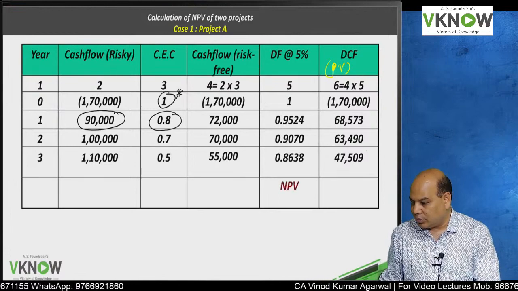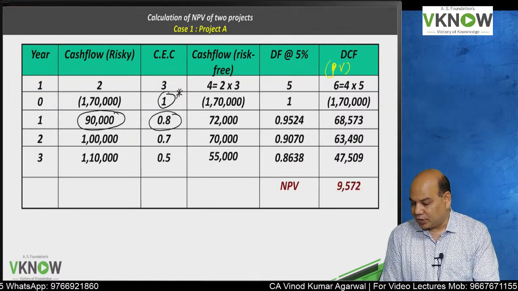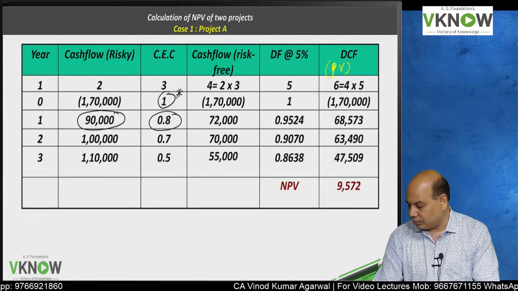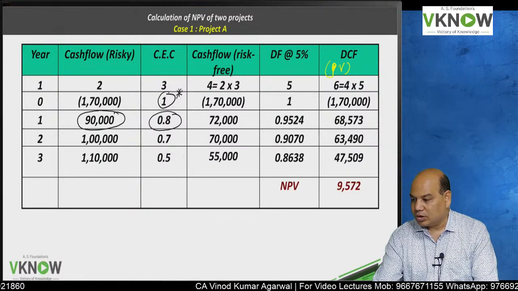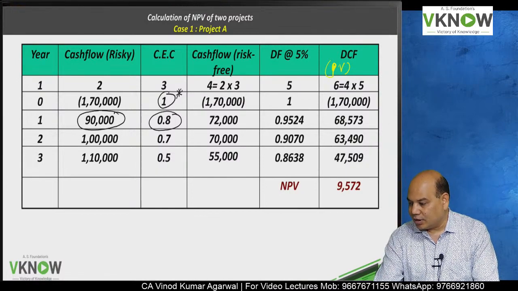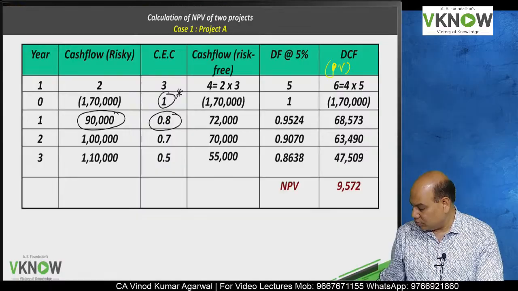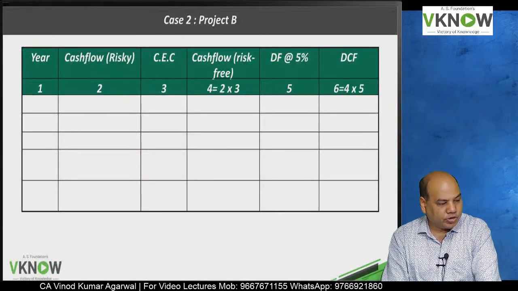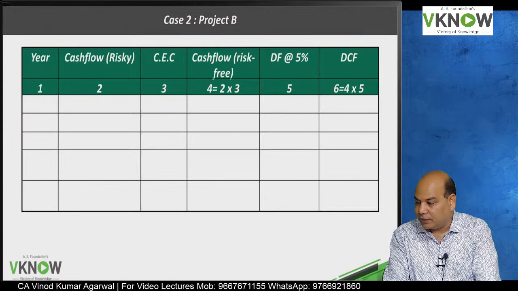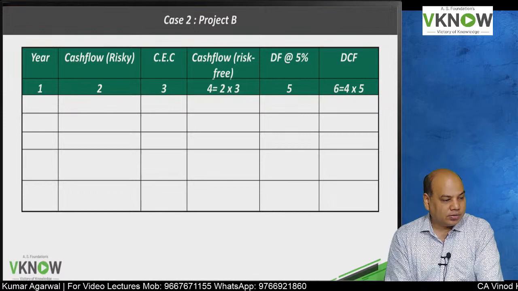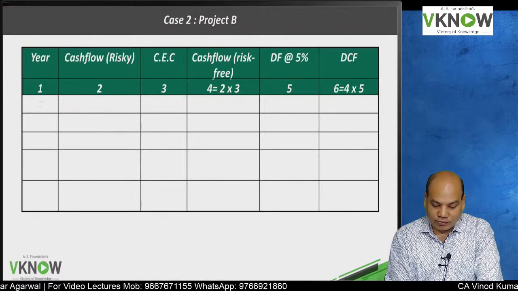One student has replied 9554. You are right. Don't worry. 9554 is also okay. Approximately it should be right. Okay. Project B now. Previous answer is 9554 or close to that, depending upon how many decimals you take. Pathan is also right. Very good, Pathan.